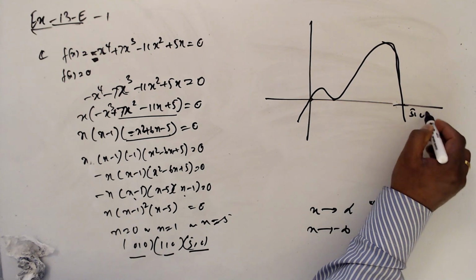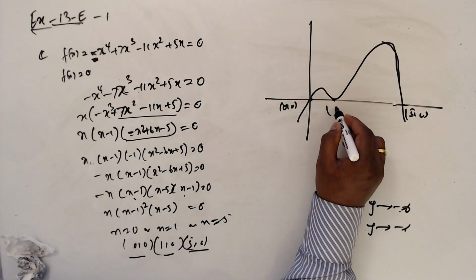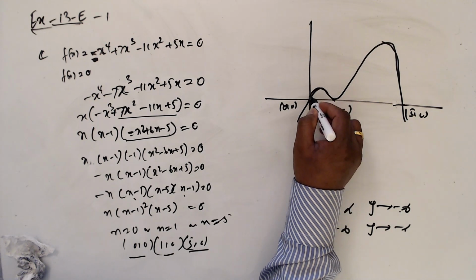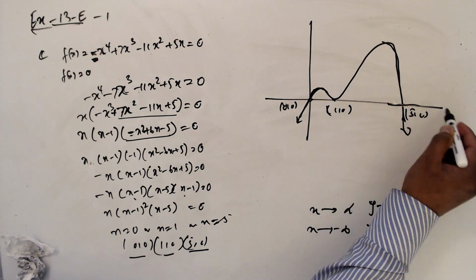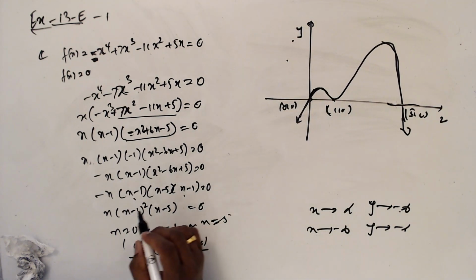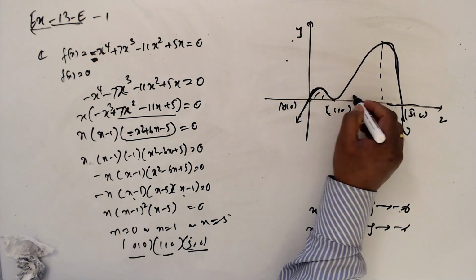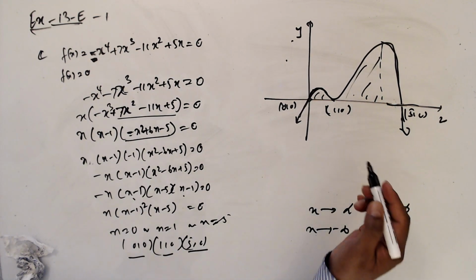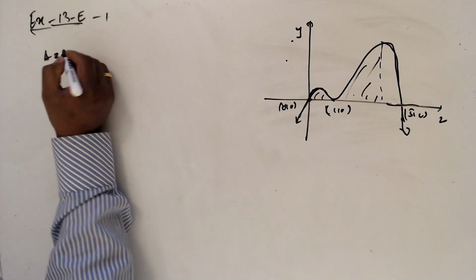This is 0, which is (0, 0), which is (1, 0). If it is a repeated root, usually it is touching. Not usually, always touching the x-axis. And now, we need to integrate for all the positive areas above the x-axis.